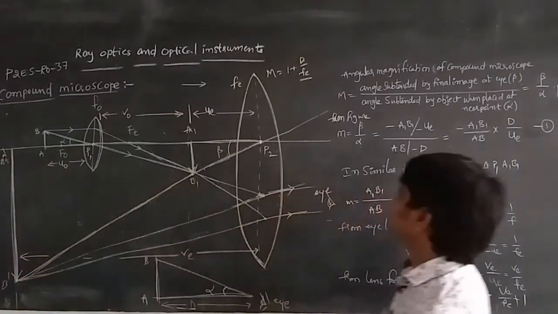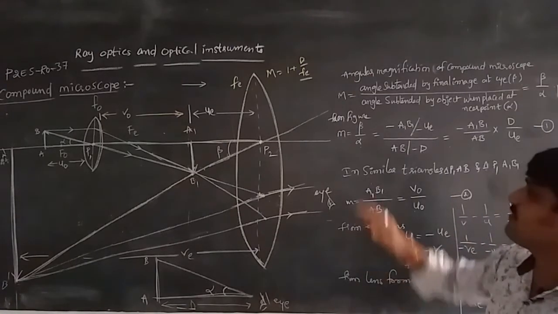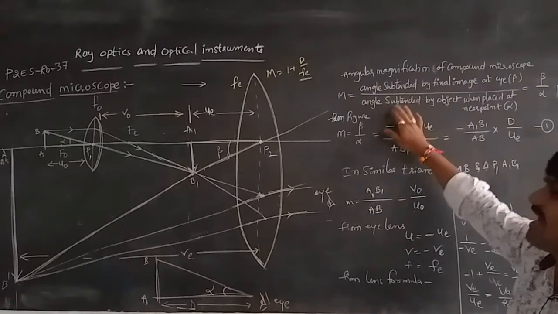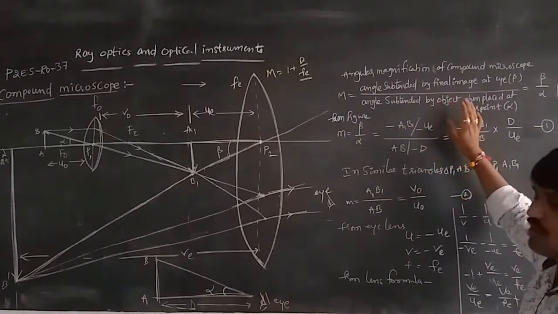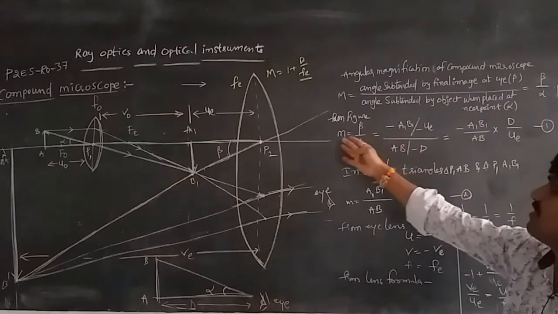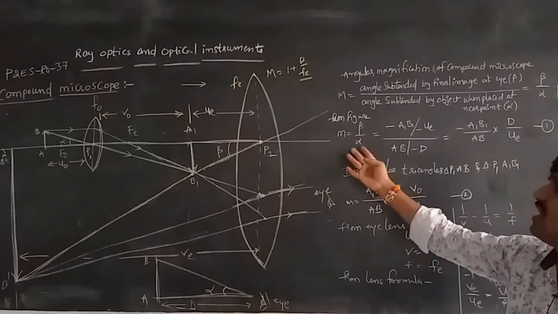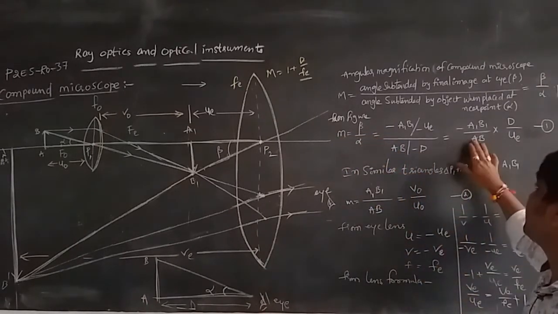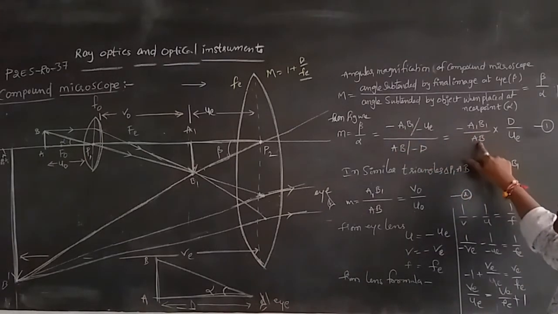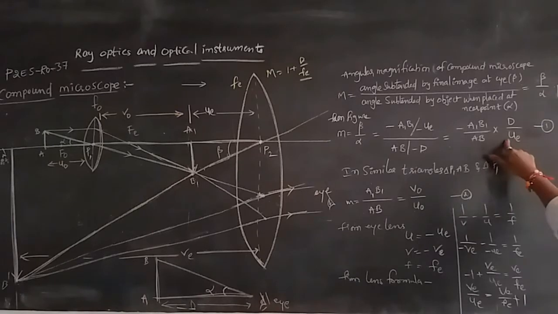So here the angular magnification will be the angle subtended by the image at the eye divided by the angle subtended by the object placed at the near point. From that equation we can get m is equal to β by α, the magnification. From that equation, by calculation, we can get D by Ue.